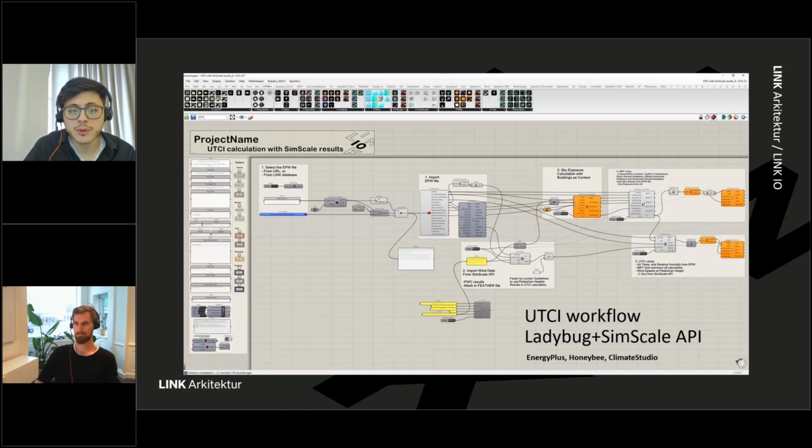After we have achieved good levels of wind comfort, after our iterative process, we go to our UTCI workflow, which is right now a combination of Ladybug tools and the download of data with the Simscale API, and start thinking about the results that we can achieve after we have optimized for wind, which is our main strategy for this project. This workflow is a work in progress, and hopefully we can start including also more tools into this workflow.